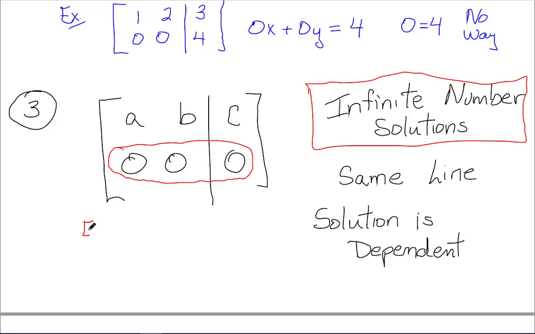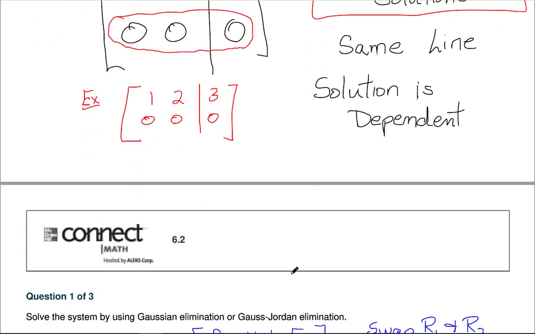The other possibility is we could get an entire row of all zeros. So for example, we could have 1, 2, 3, and then a whole row where all parts, even the right hand side, are all zeros. If that's the case, then we have an infinite number of solutions because we have the same line and the two lines are actually sitting on top of each other, intersecting at every point. Alright, so let's take a look.